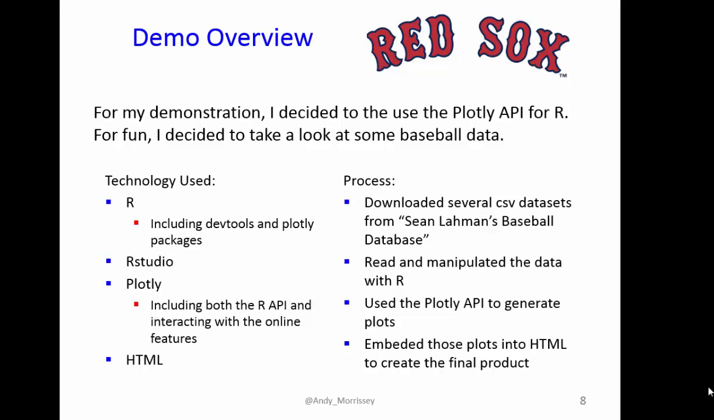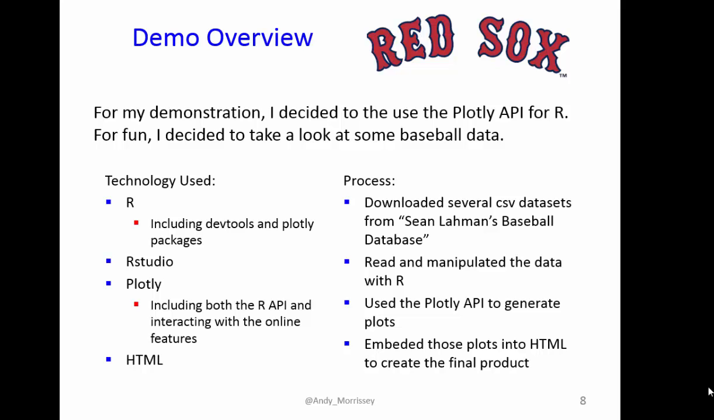Alright, now we're on to the demo overview. Again, for my demonstration, I decided to use the Plotly API for R. For fun, I decided to take a look at some baseball data, specifically the public stance that the Red Sox have against signing pitchers over the age of 30 to long-term contracts. I wanted to see if I could validate their claims.